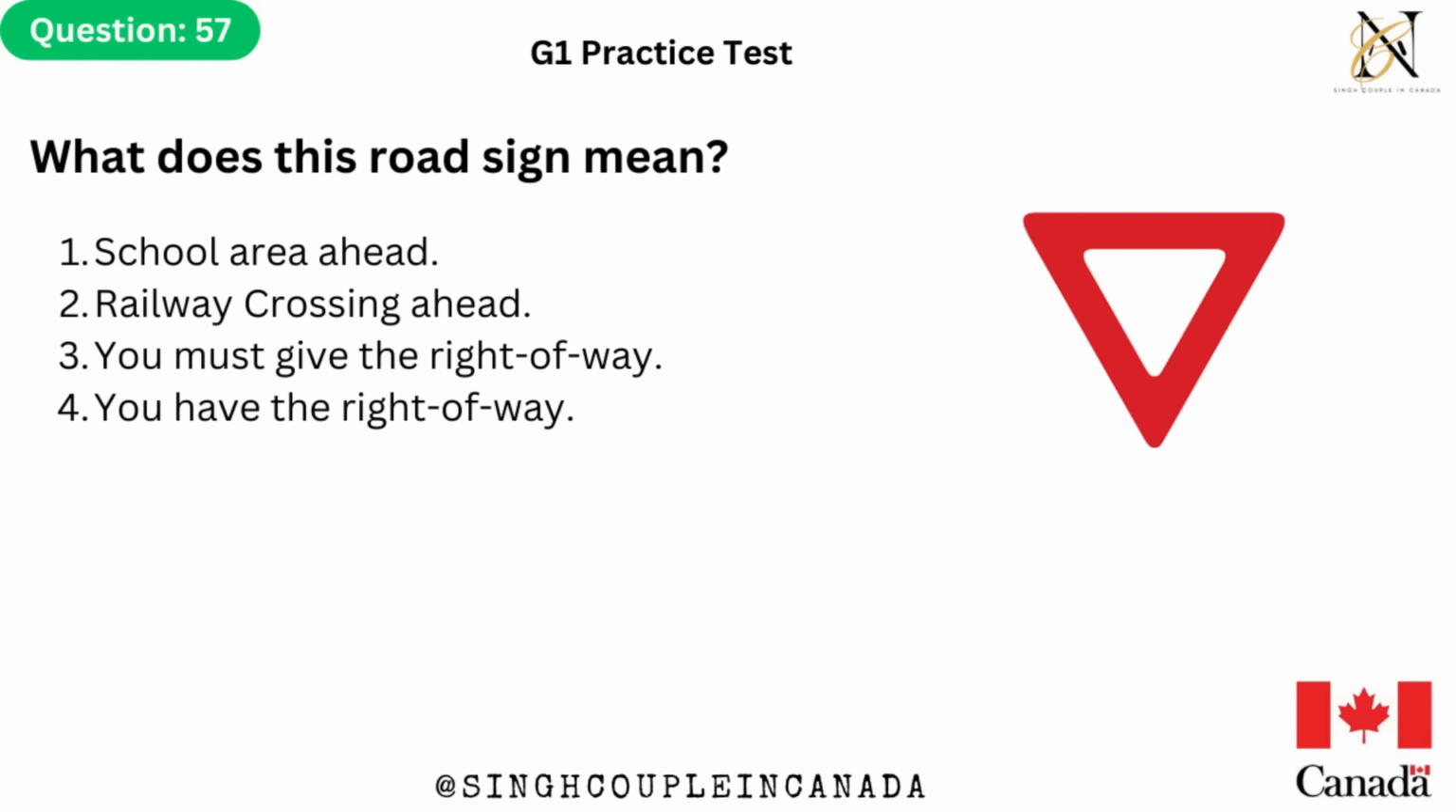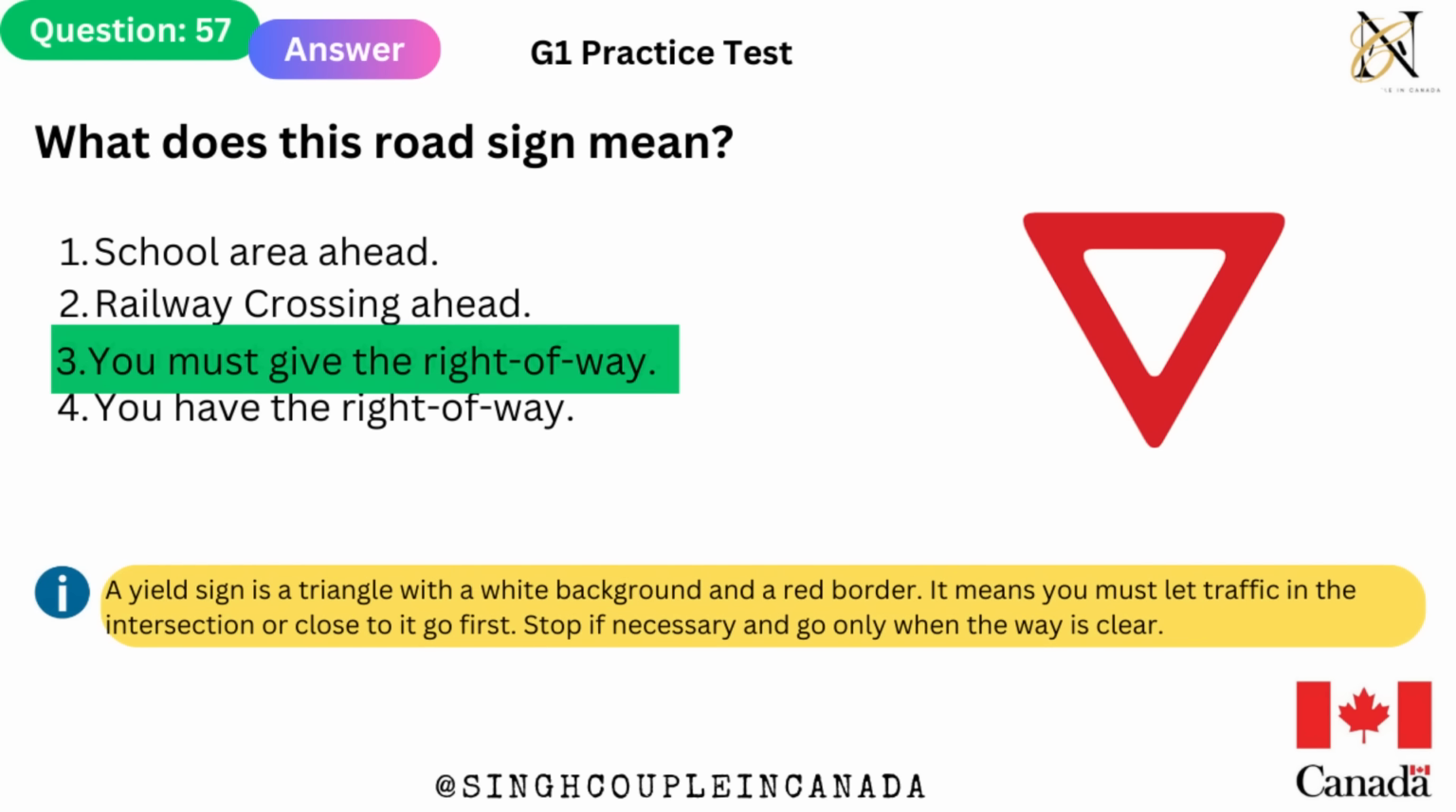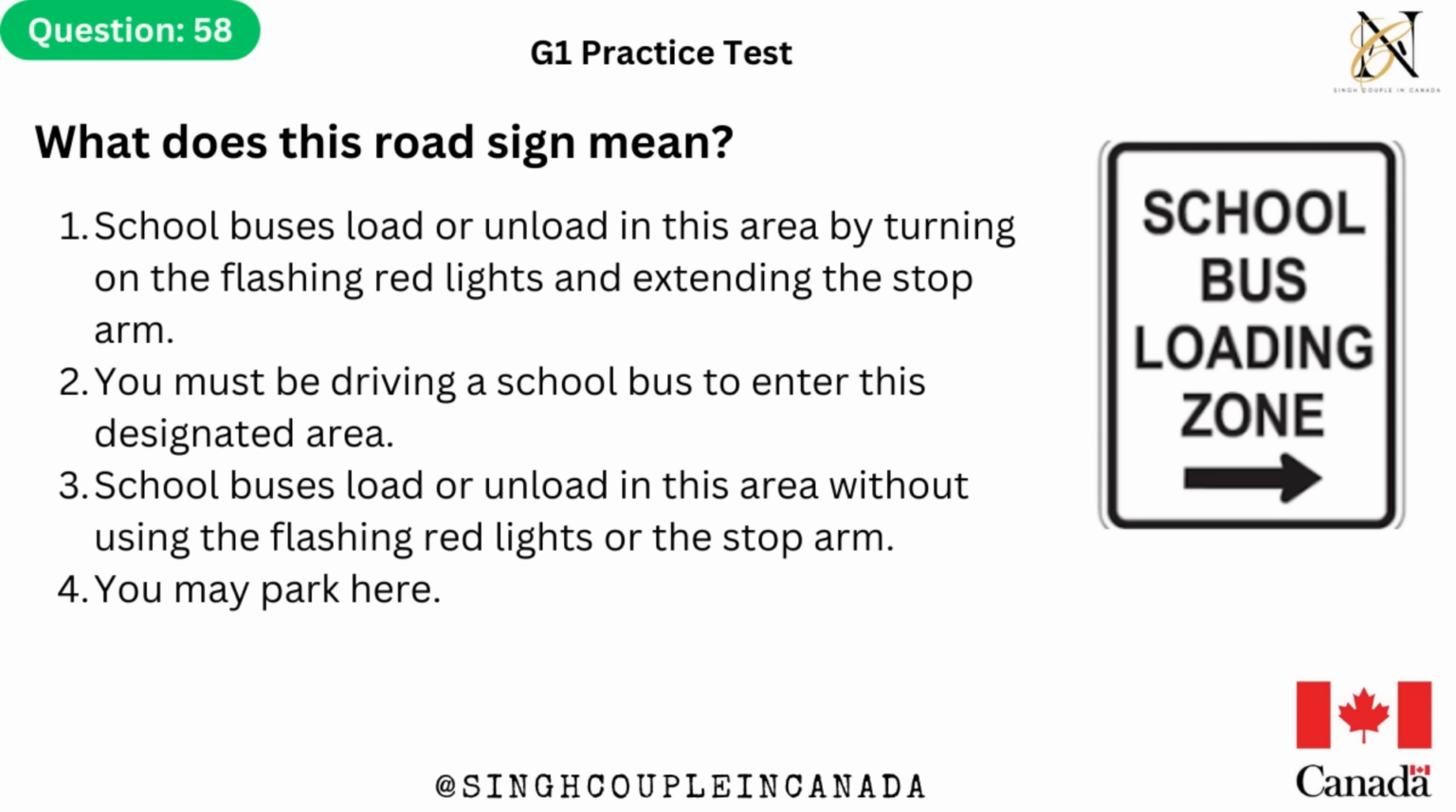What does this road sign mean? 1. School area ahead. 2. Railway crossing ahead. 3. You must give the right of way. 4. You have the right of way. The answer is 3. You must give the right of way. A yield sign is a triangle with a white background and a red border. It means you must let traffic in the intersection or close to it go first. Stop if necessary and go only when the way is clear.